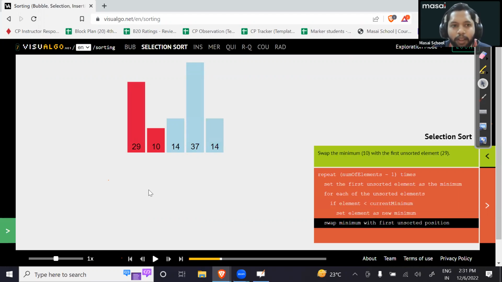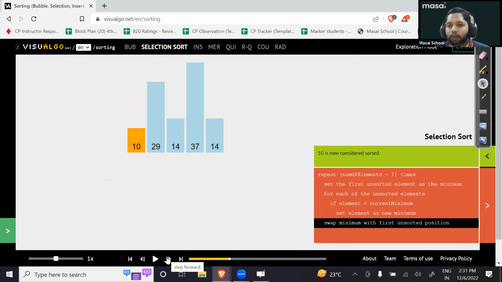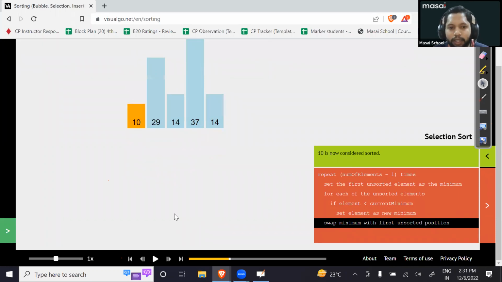Now my minimum is 10. I found the minimum, so I will simply swap it with the first element. Got it? Can you guys tell me, my first element found its correct position? My first element found its correct position. Got it, guys?